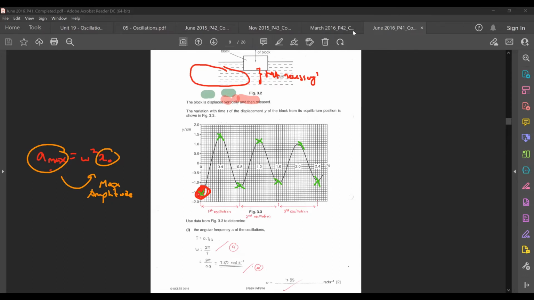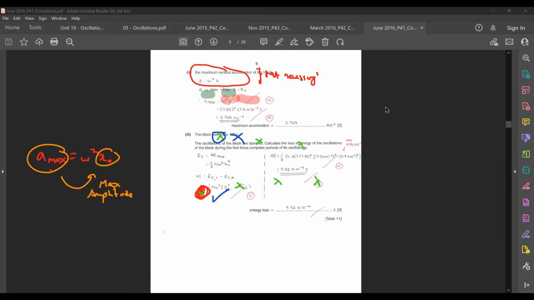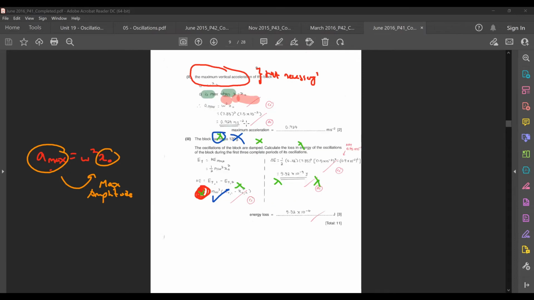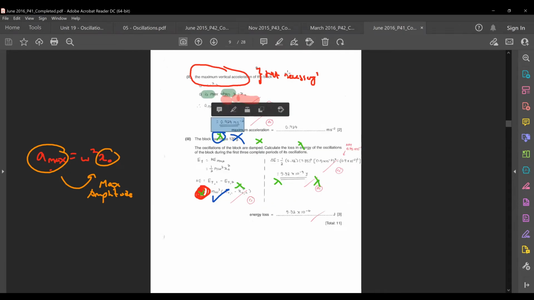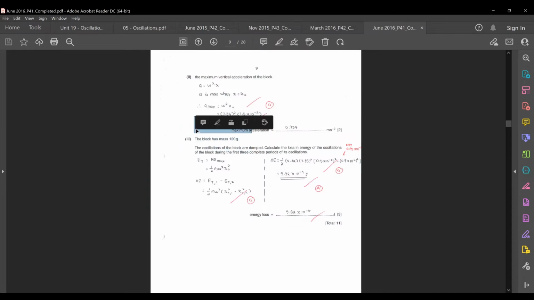Some people have a tendency to pick this one. This is not correct because this is not the largest amplitude. The largest amplitude is the one at the bottom here. So pick that value and then you eventually get your answer as 0.924 meters per second squared. Okay, that's how you get your answer from that.